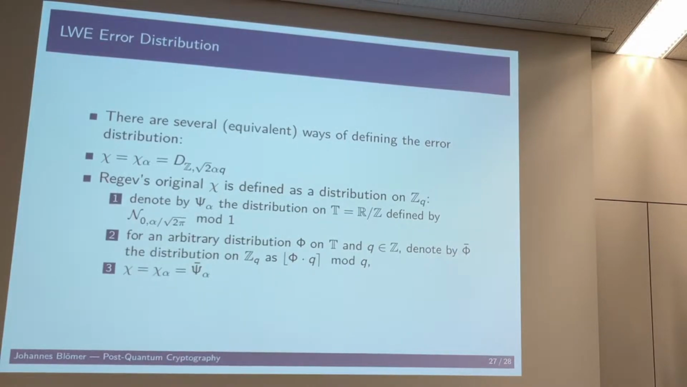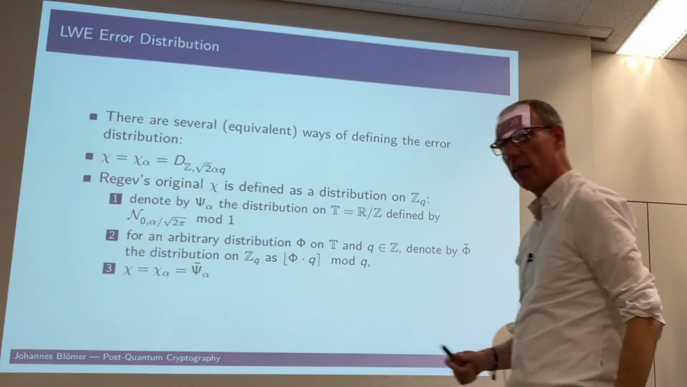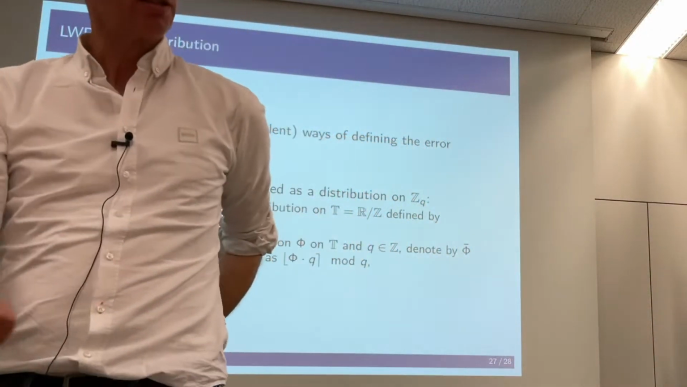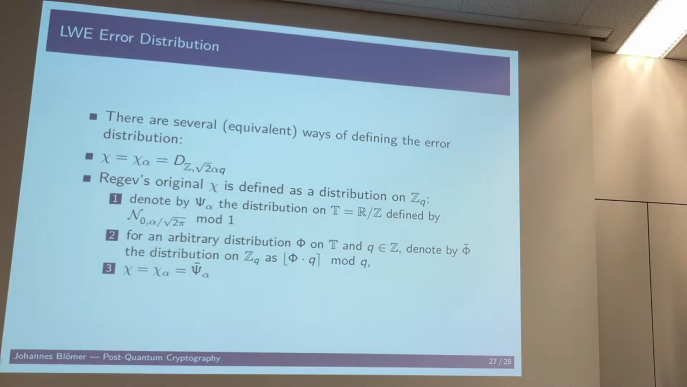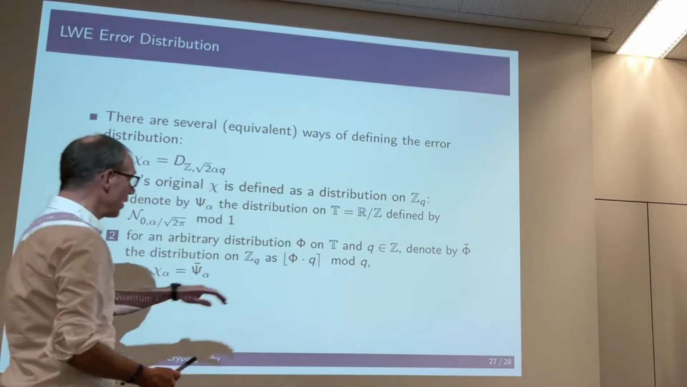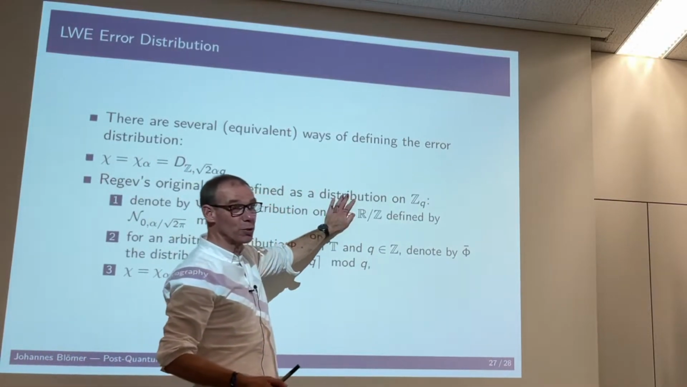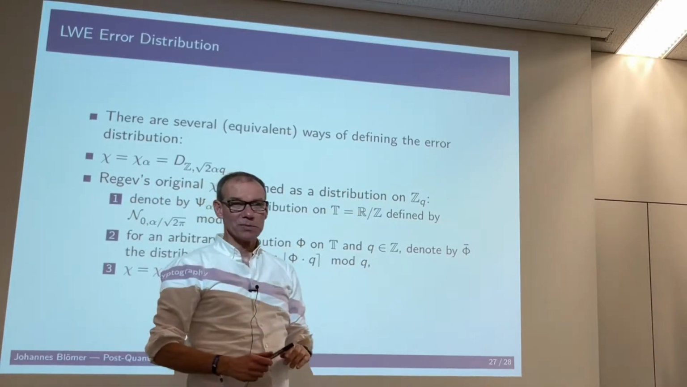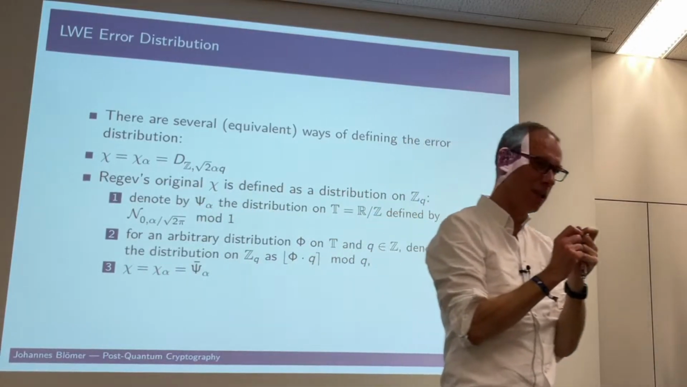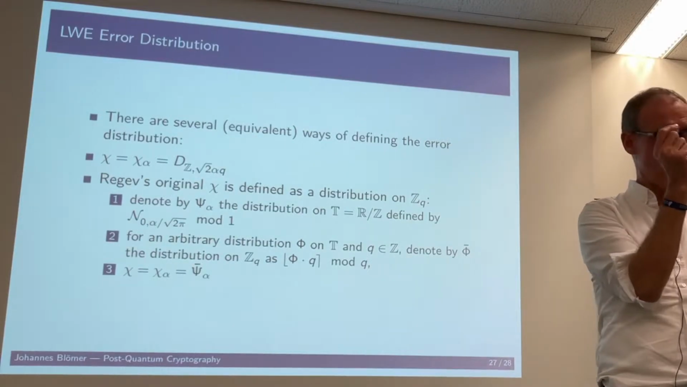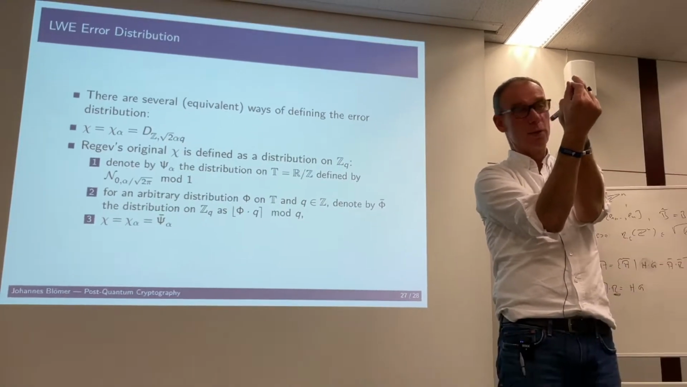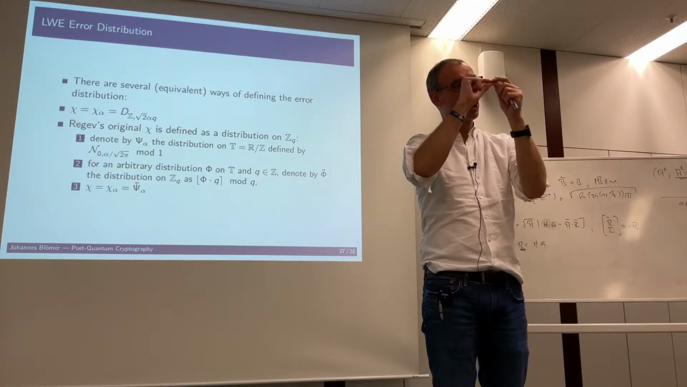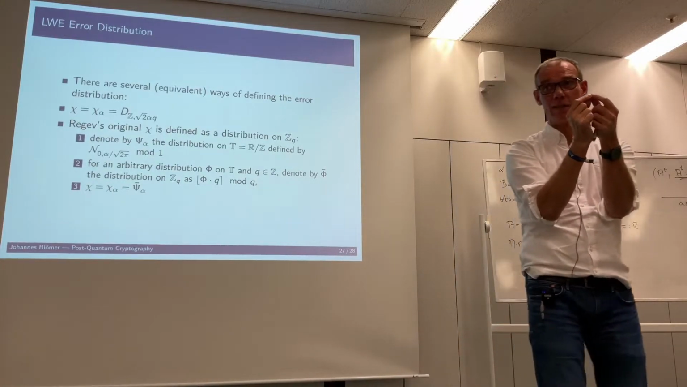To prepare you for things that you may see in the papers, the original definition of Regev that he used in this reduction of LWE to SVP and SIVP was different. The first thing that you do is you look at R modulo Z. This is the unit interval, but again, you glue it together. Yeah? It's like a circle.